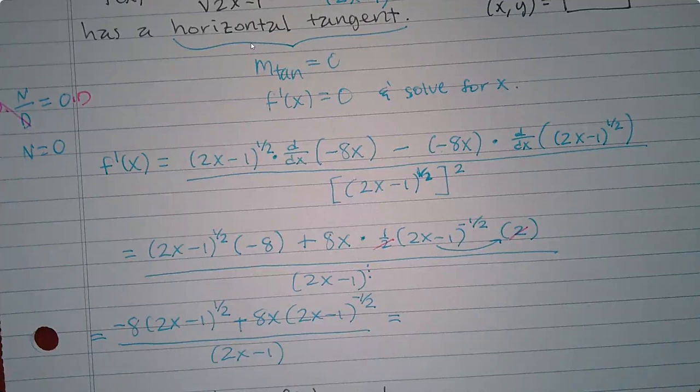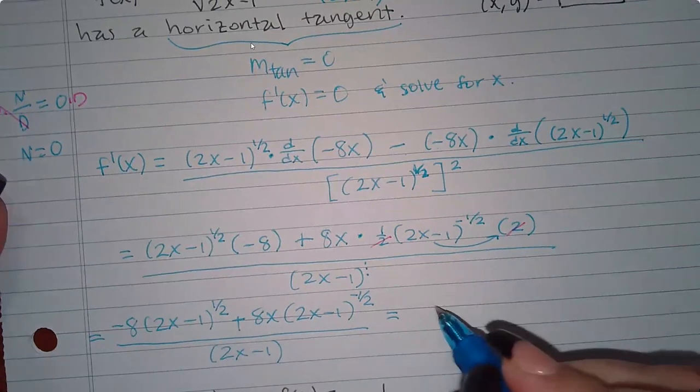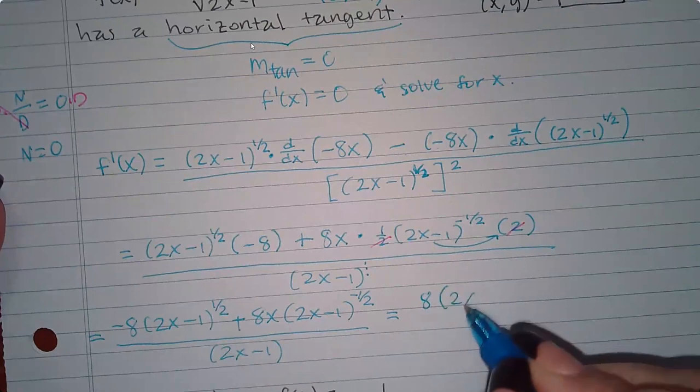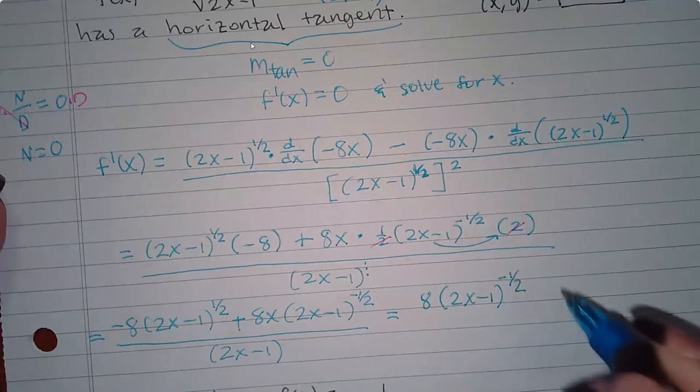So for example, if I had 6x to the 7 plus 5x to the cube, how many could I factor out? I can only factor out x cubed because this guy doesn't have any more than x cubed, does he? Okay. You always go with the smaller exponent factoring them out. It's weird. Between 1/2 and negative 1/2, the negative is the smallest. I also have an 8 in common, don't I? So I'm going to factor out the 8 and the 2x minus 1 to the negative 1/2.